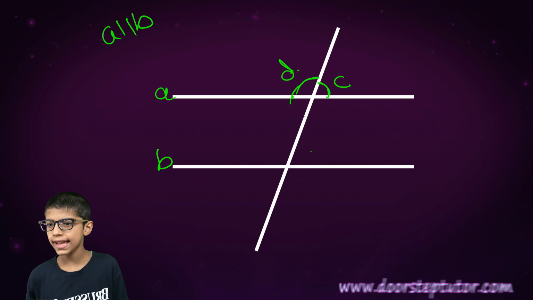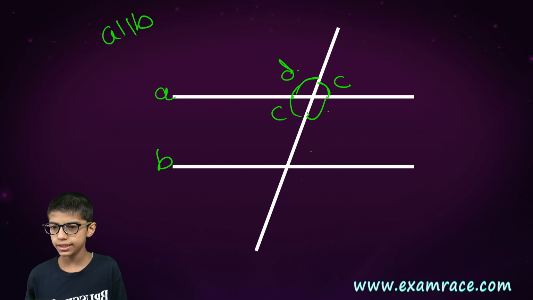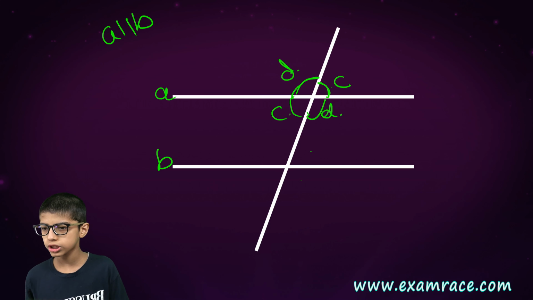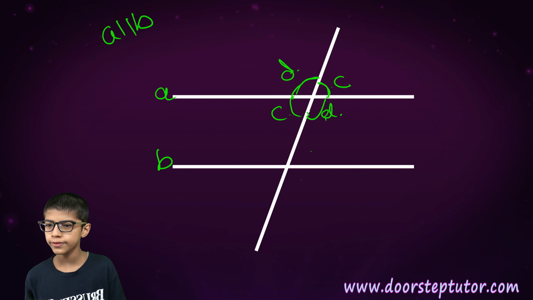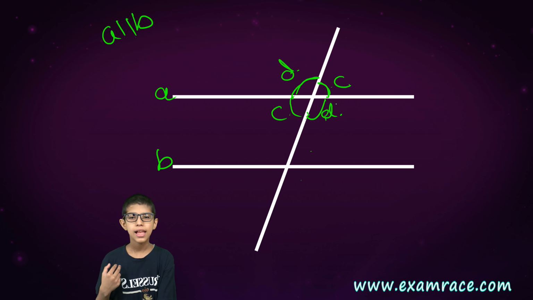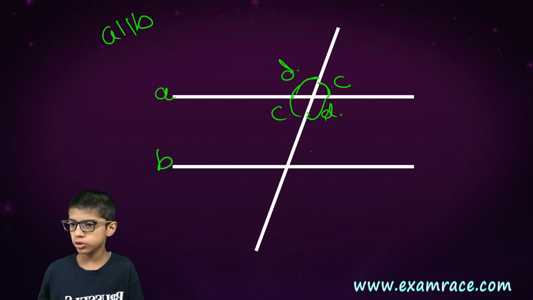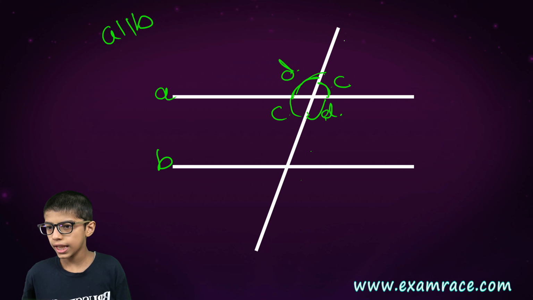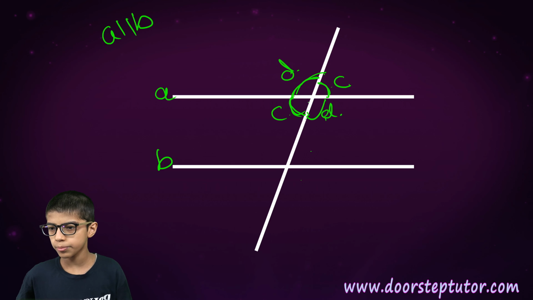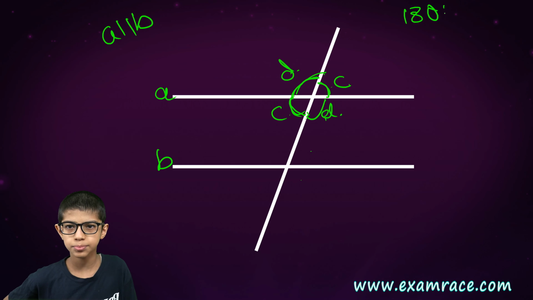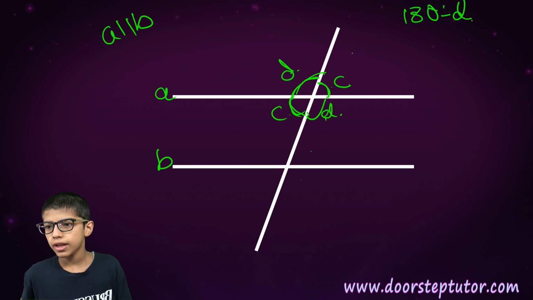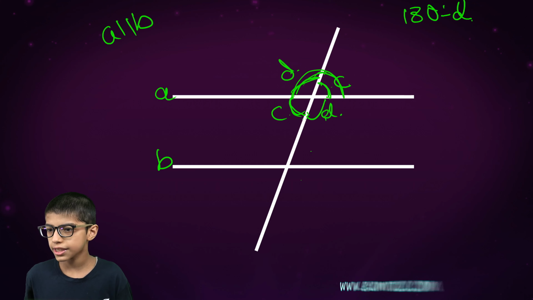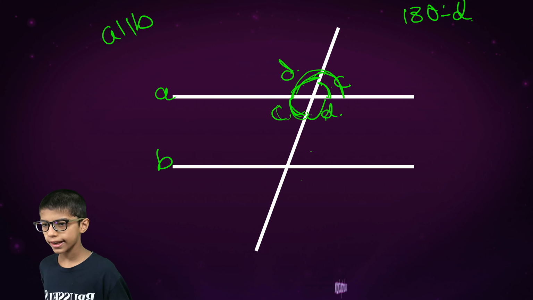Yes, this angle would be C, this would be D. How? Because opposite to C we would get the C angle, opposite to D we would get the D angle. And one more thing by which you can solve: if this is D, then this angle would be 180 degrees minus D, and 180 degrees minus D is equal to C. Therefore, we write C here. Like that you can do with D also.